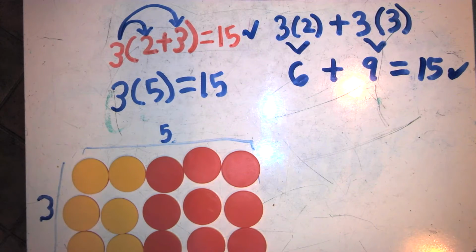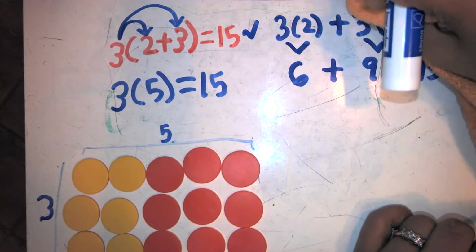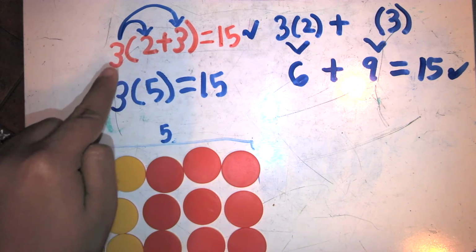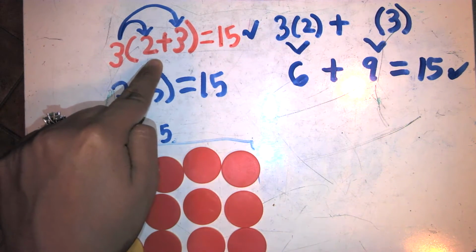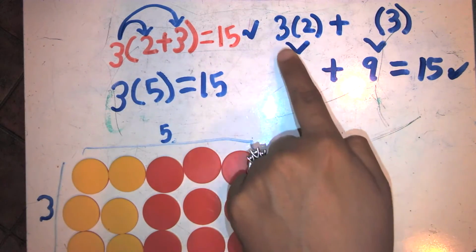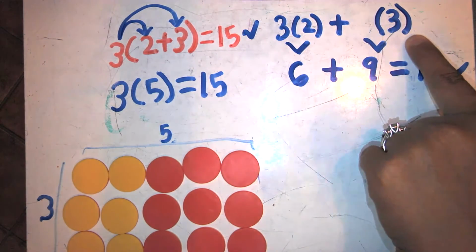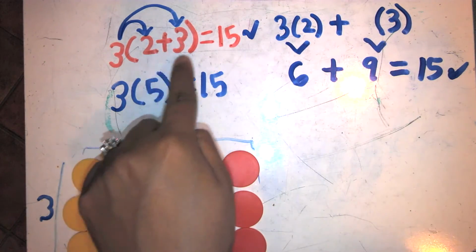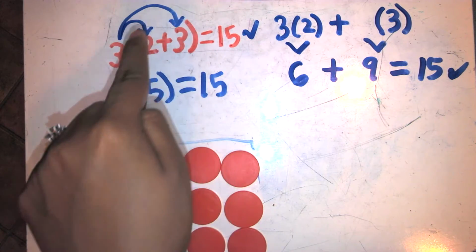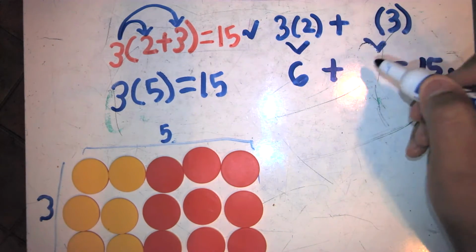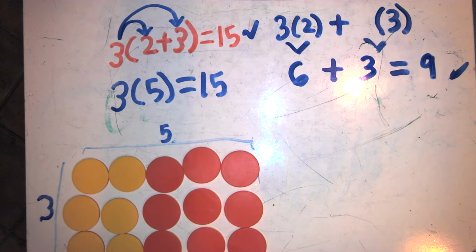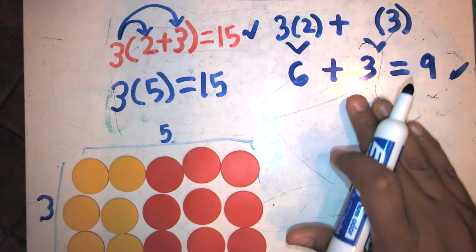If we fail to distribute the number outside the parentheses to all of the parts, let's say we only distribute the 3 to the 2, then we get 3 times 2 plus the 3 without the number outside being distributed to this other part of the expression. And that would give me 6 plus 3, and 6 plus 3 is 9. And if we count, we don't have 9 chips. We have 15, so this is not correct.